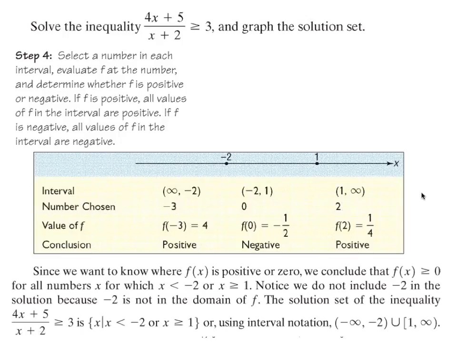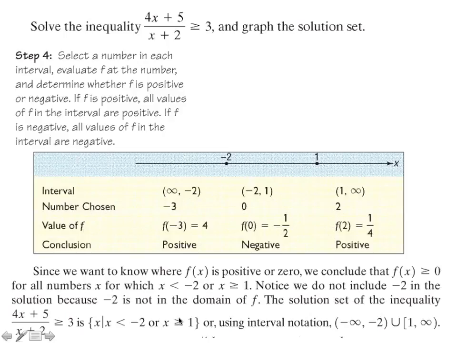So if we take 1 and we actually plug it into our equation, we do get 0. And 0 is in fact greater than or equal to 0. So we need to put a 1 with a bracket next to it. Now, -2 is another story because if we plug -2 in for x, we get a 0 in our denominator. Now, we know that we cannot have zeros in our denominator, so we would never put a bracket by -2 because we would never want to include it.